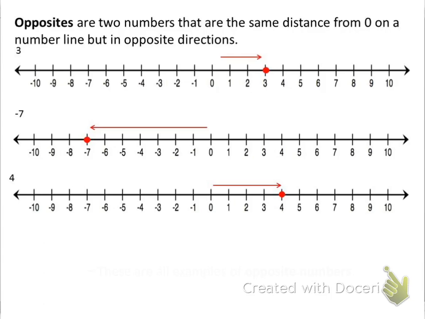Opposites are two numbers that are the same distance from zero on a number line, but in opposite directions. Make sure you filled in those keywords on your guided note. Let's look at some examples.